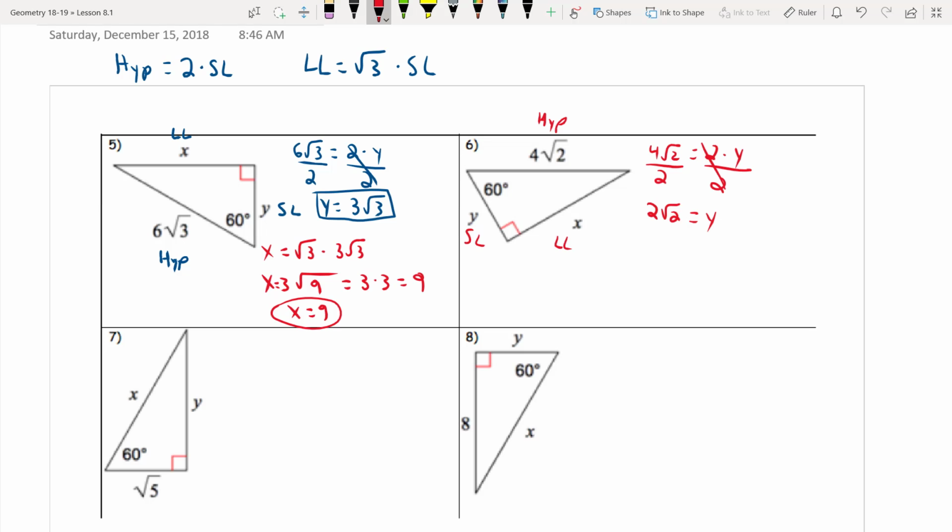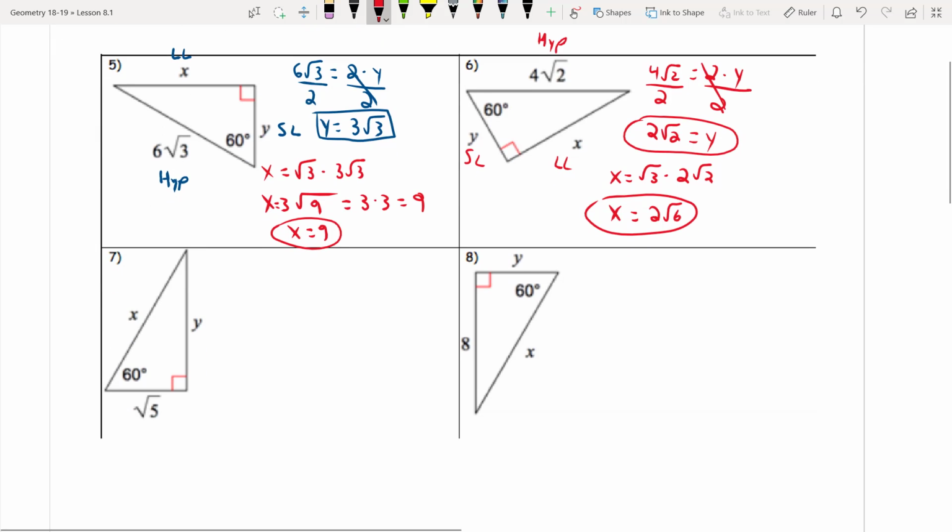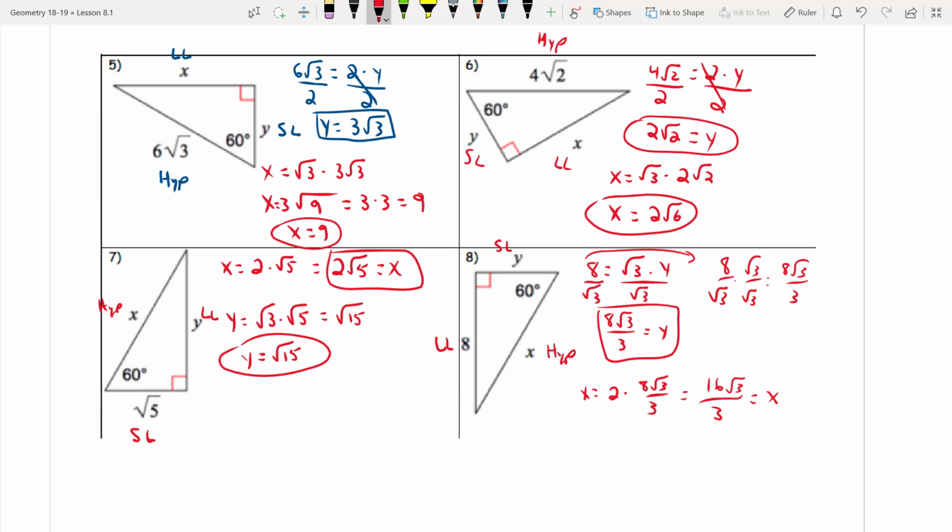And then just like we did over here, my long leg is x, and that equals radical 3 times my short leg, which is 2 radical 2. 3 times 2 is 6, and there's no real simplifying of that, so I'm going to have that my long leg is 2 radical 6. So I've got x, and I've got y. All right. Jumping into 7 and 8, I'm going to let you do them on your own. Remember, you have to label your sides first, and then go ahead and solve.